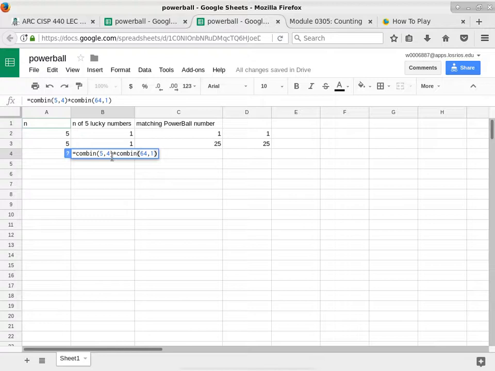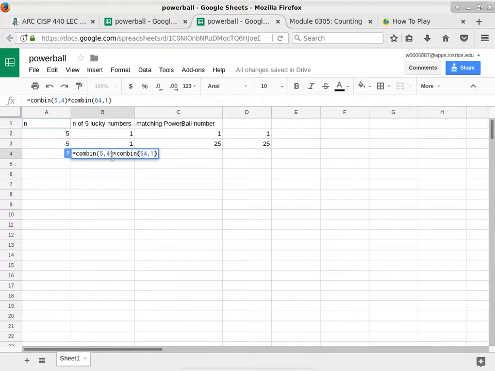Because you have to take into consideration, remember you have 5 slots: 1, 2, 3, 4, 5. I want 4 of these to match the 5 lucky numbers, but the remaining one has to be unlucky. How many choices do we have for the unlucky number? Exactly 64 this time. Shouldn't it be 69 minus 4? 69 minus 5 is 64.